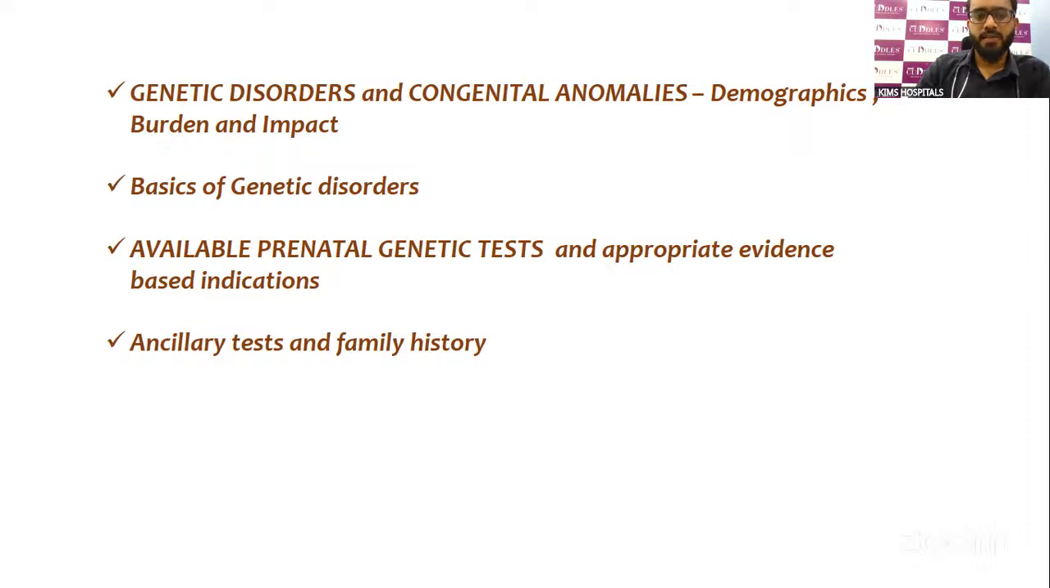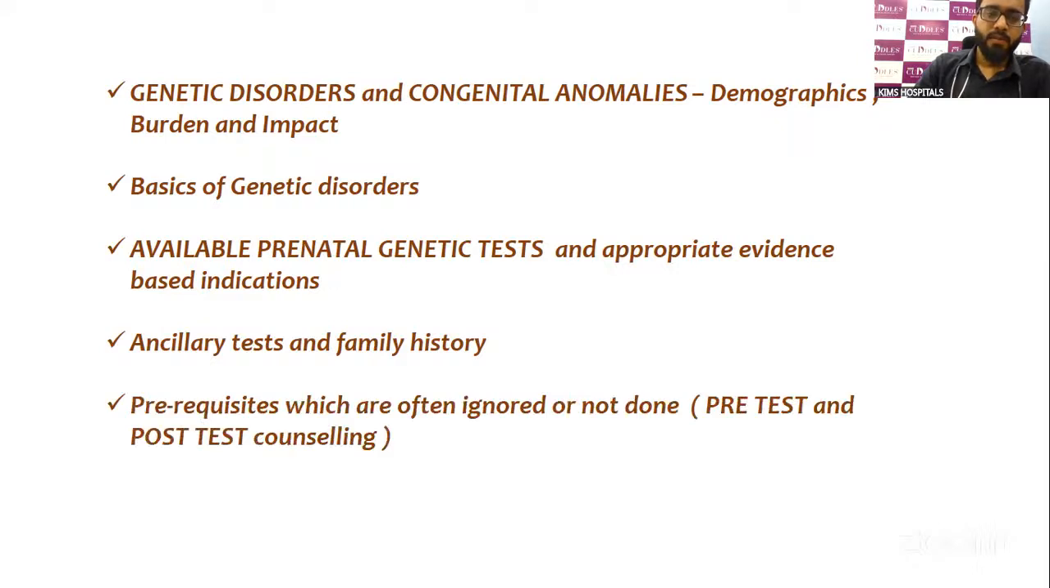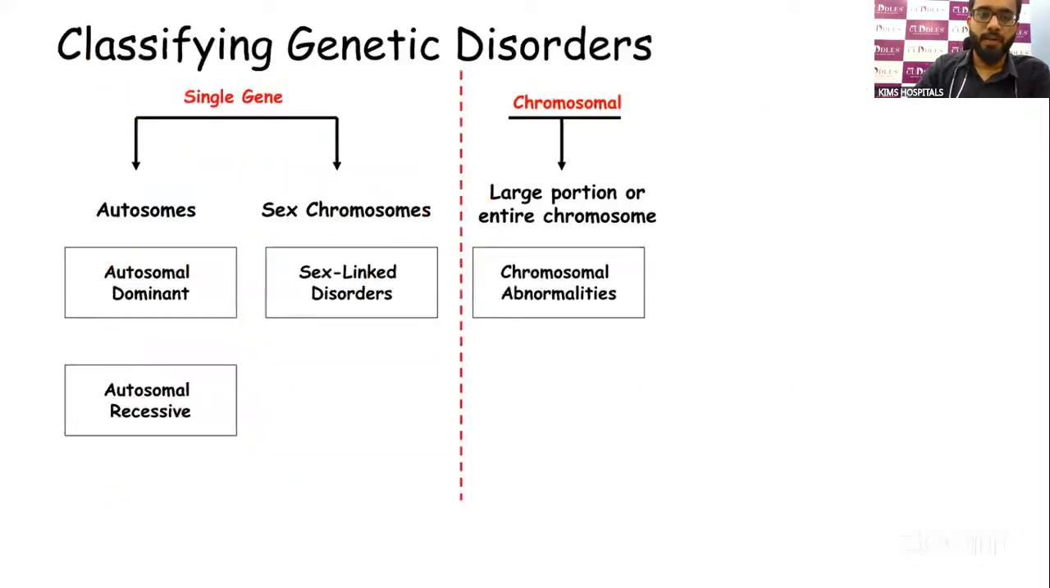The ancillary tests in the family is so important in the diagnosis of the whole disease. Even that will be discussed today, and the prerequisites which are often ignored by clinicians before the genetic testing is ordered. So we'll discuss in detail the pre-test and post-test concept, which is extremely important. And one last aspect is the most latest one, that is preconception carrier screening. This has come into clinical use in the last few years. We'll also have a word about that.